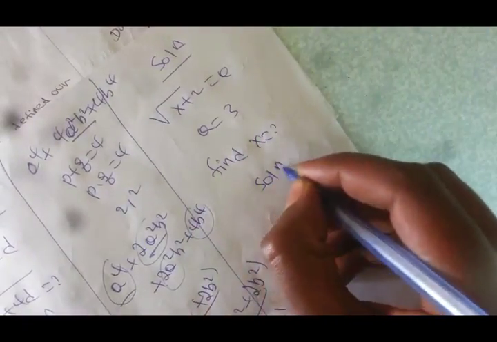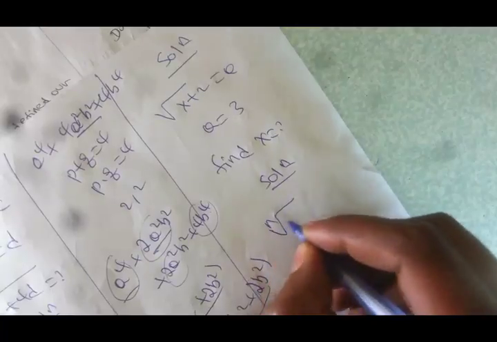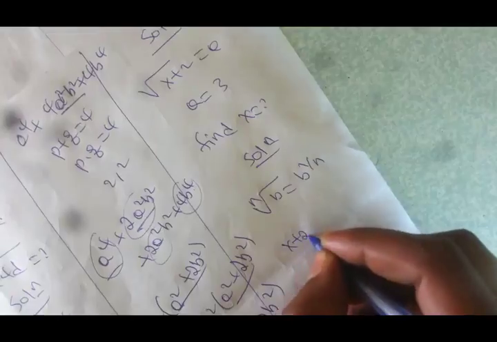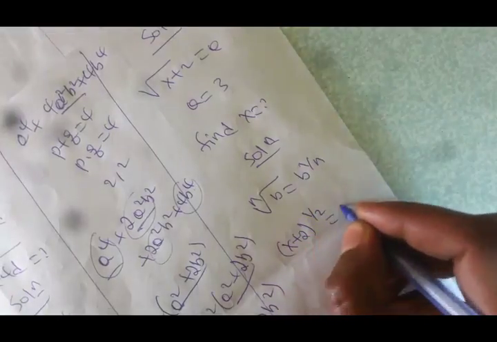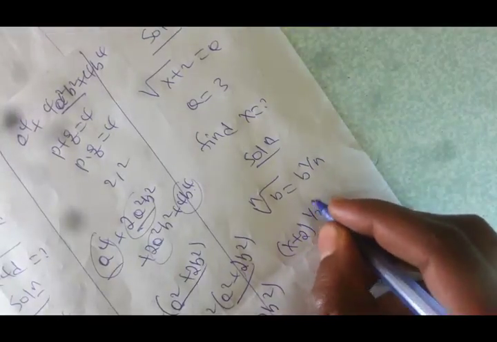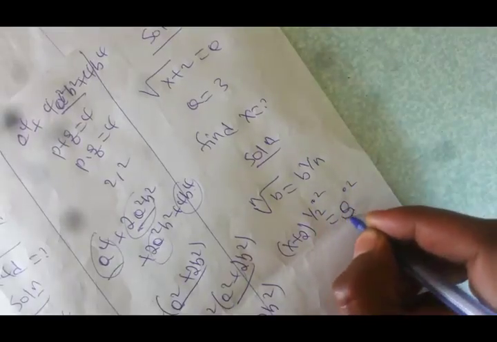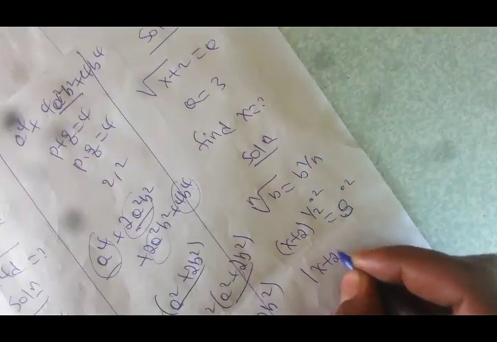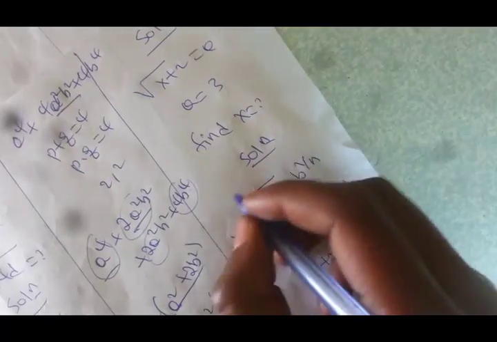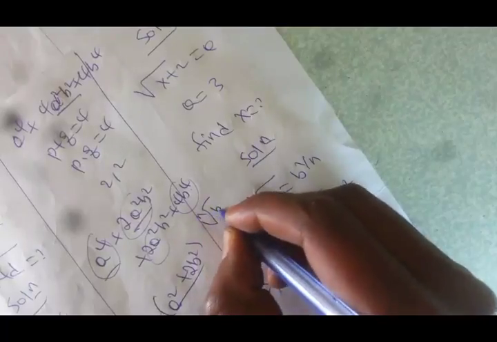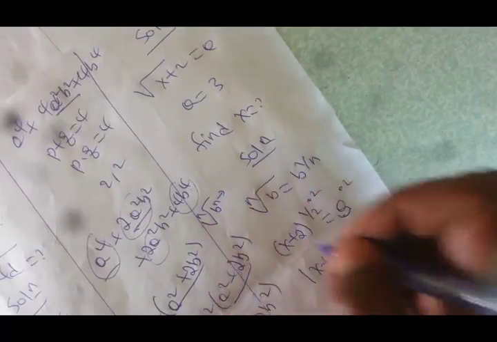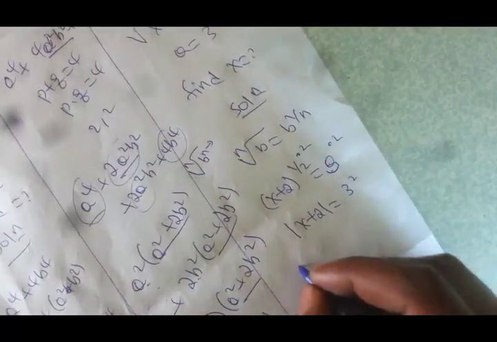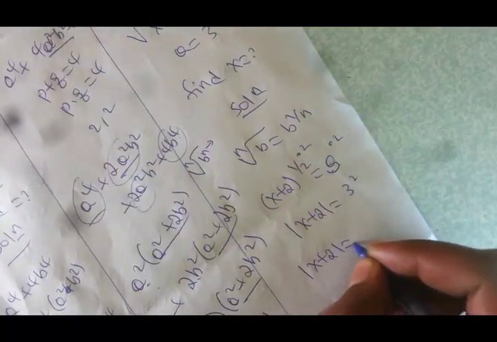Solution, we know that the n-th root of b can be written as b raised to 1 over n. Like this, x plus 2 raised to 1 over 2 is equal to a. To find x, we have to multiply by 2, the value of a is given. Therefore, this is equal to the absolute value of x plus 2. Why I said absolute value, we know that the n-th root of b raised to n, if the value of n is even, we will take the absolute value. A is given 3 square. Therefore, the absolute value of x plus 2 is equal to 9.